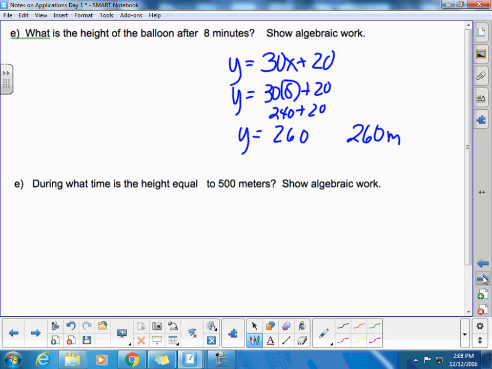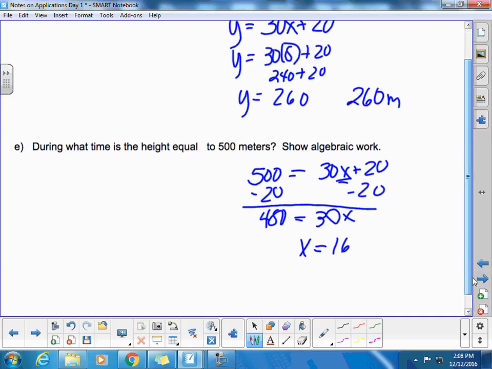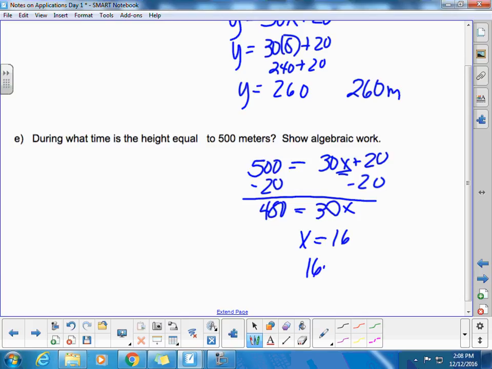260 meters. During what time is the height equal to 500 meters? So this time we're given 500 meters equals 30x plus 20. Now I'm looking for x, so I have to get x by itself, which is a little different. I subtract 20, and you get 480 equals 30x. 480 divided by 30 is 16. So after 16 minutes is when the height equals 500.